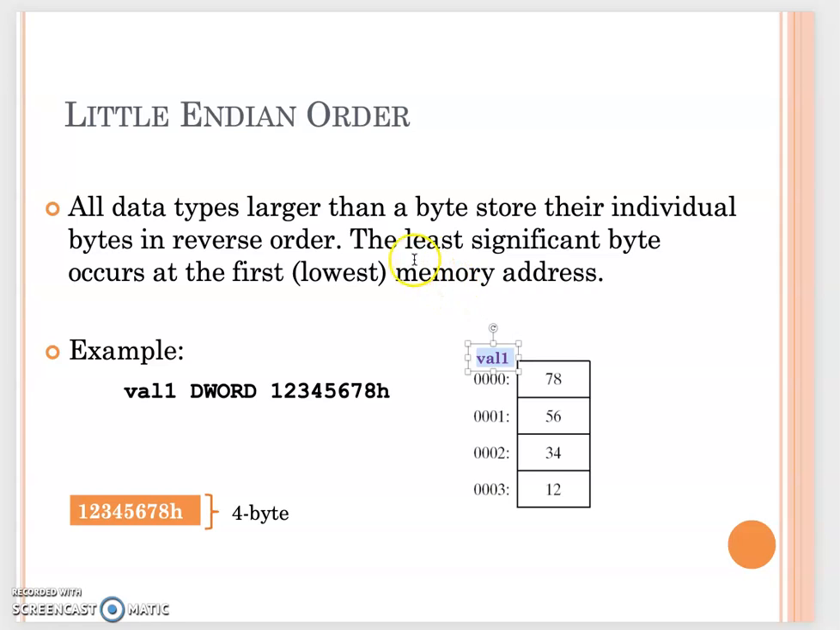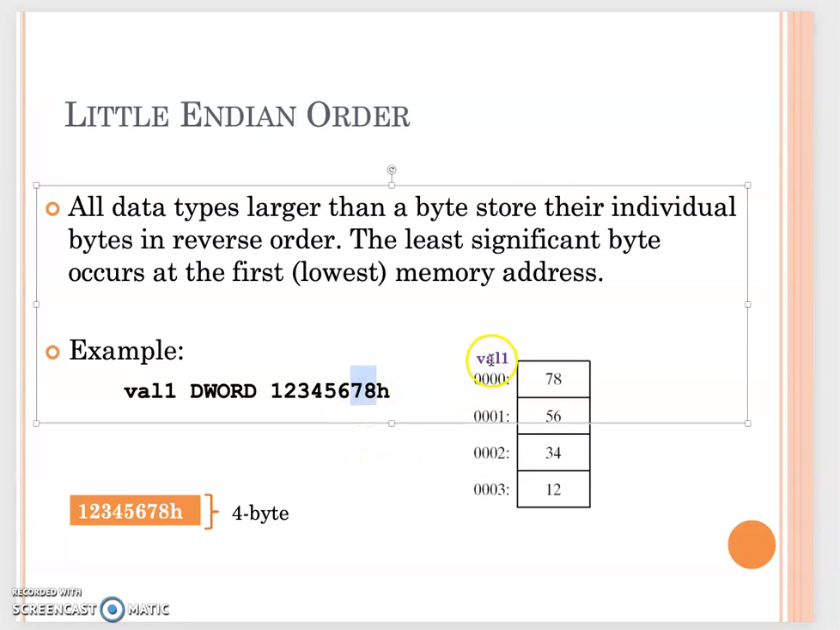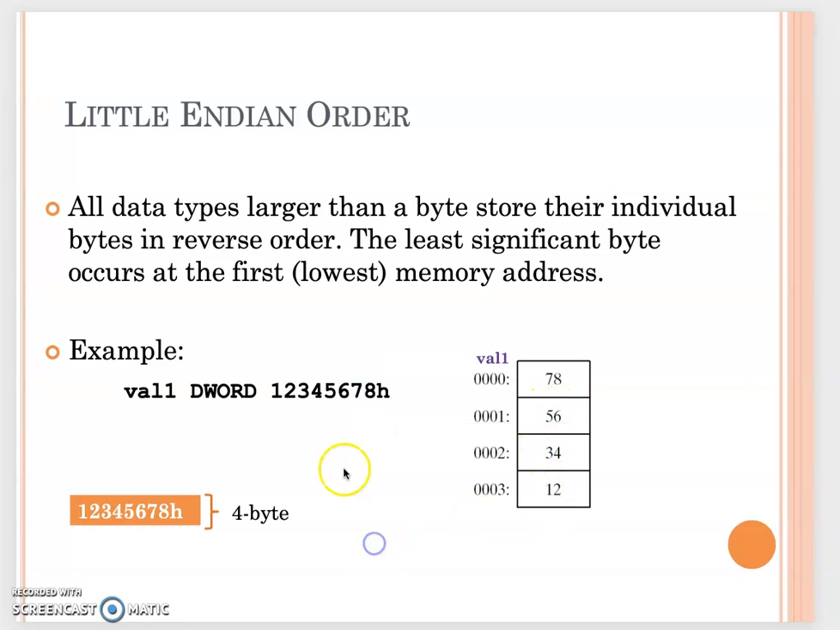That's, we say, the least significant byte occurs first. So that's why this last one close to the value will occupy first. Then we do the next one, next one, next one. So this way we call the little endian order.